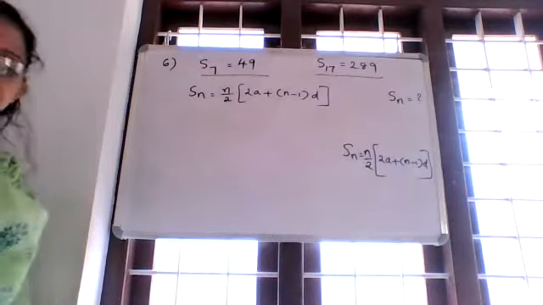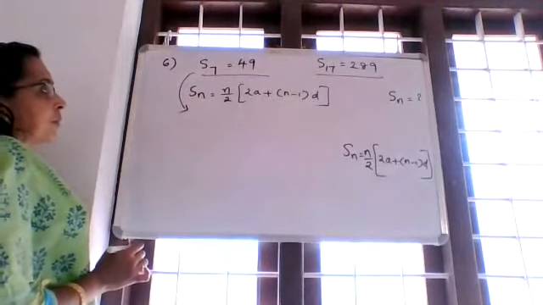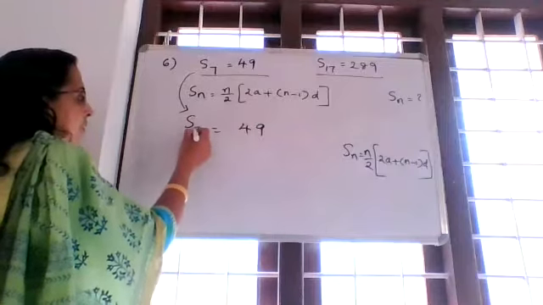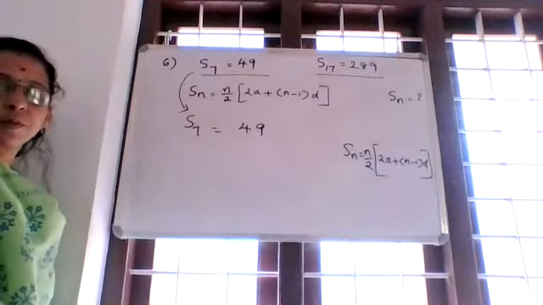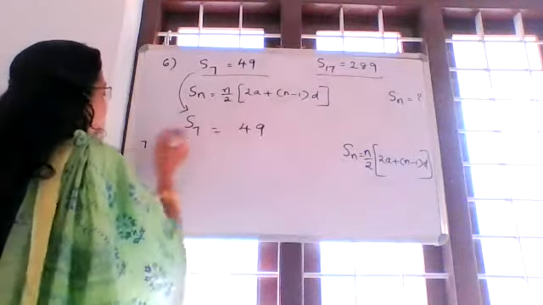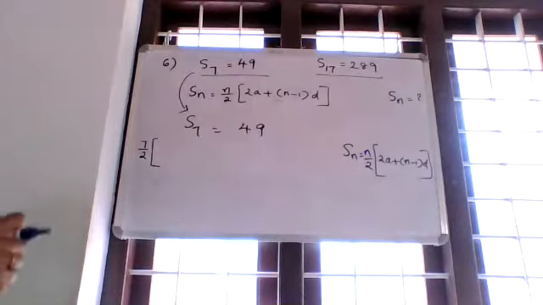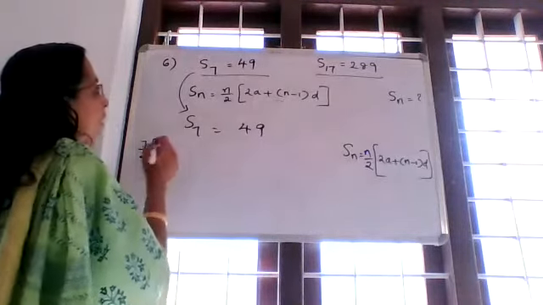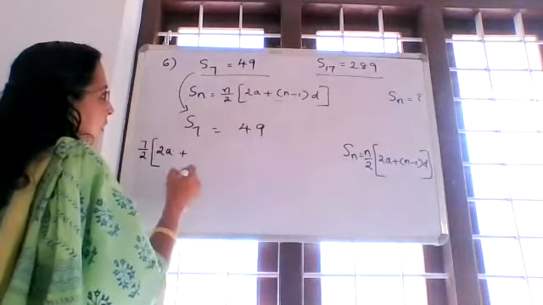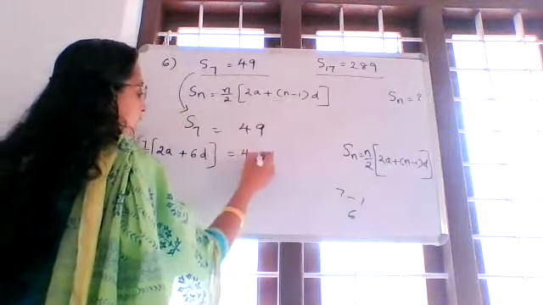S7 is 49. Then replace S7 in the formula form: 7 by 2 into 2a plus 7 minus 1 into d. 7 minus 1 is 6, so 6d is equal to 49. Up to this understood?